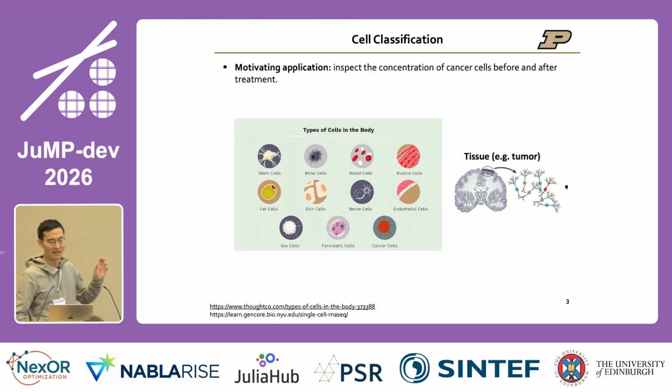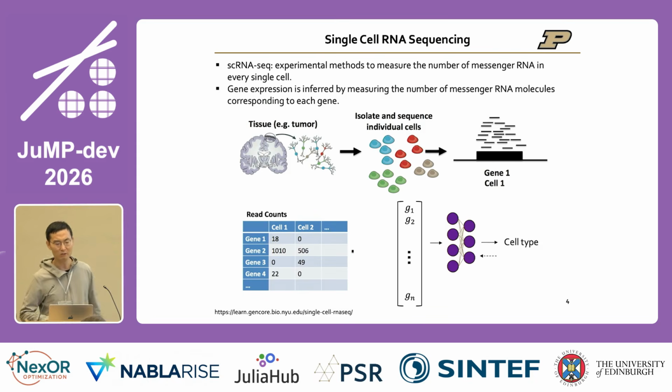To further motivate that, I'm going to present a motivating application I'm going to use in the benchmark data set, which is called cell classification. So it's a biomedical application. We know that in a human body, there are different types of cells, right? You have your blood cell, your muscle cell. What the biomedical researchers really care a lot about is the cancer cells, right? Because if they invented a new way of treating cancer, they want to know before and after the treatment, the concentration of the cancer cells change, right? So how do we know a cell is a cancer cell versus a healthy cell?